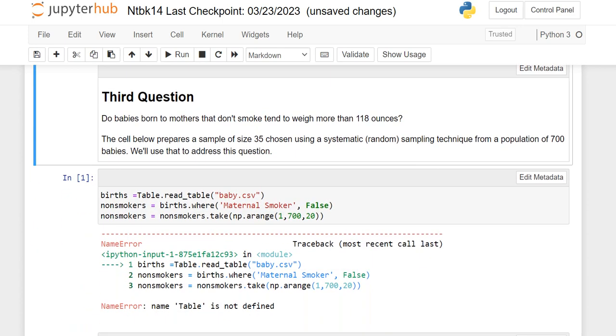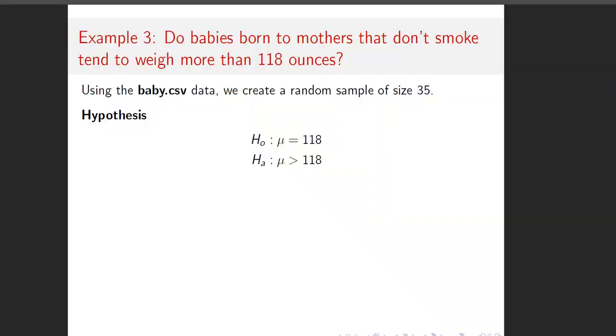And now we're ready for our third example. We'll be looking at a different data set, and notice that it's the baby.csv data. We've looked at this data before, but the question is, do babies born to mothers that don't smoke tend to weigh more than 118 ounces? This is an older data set, but it was trying to assess whether or not smoking during pregnancy might be harmful to the fetus.